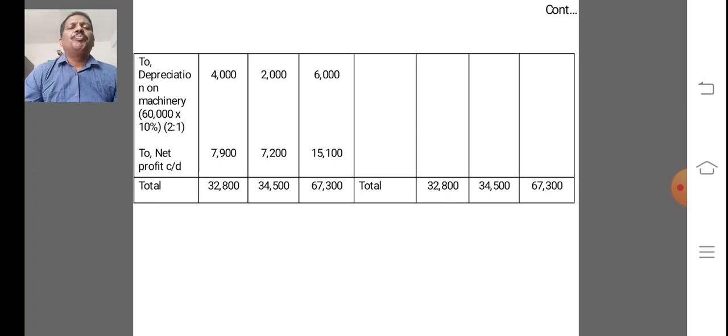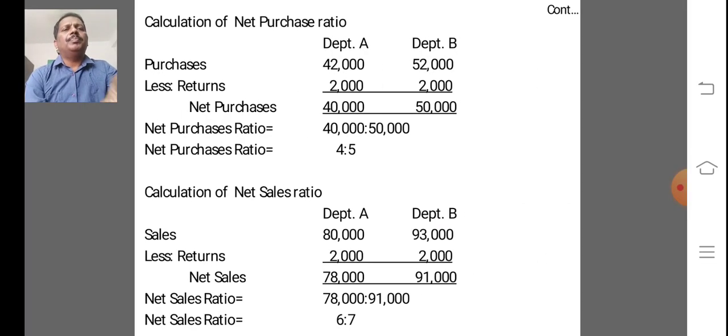And the credit side of A department is 32,800 and B department 34,500, and total of A and B 67,300. The debit side difference in A department, 7,900, is the net profit, and B department 7,200 is the net profit of B department, and the total net profit of A and B department is 15,100.